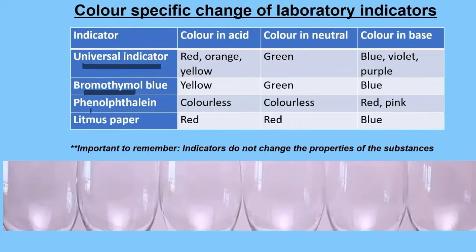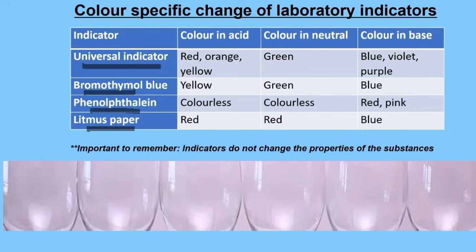Our third indicator is pronounced phenolphthalein. Phenolphthalein is a colorless, clear solution that if it is placed in an acid, it remains colorless. If it is placed in a neutral, it remains colorless, but if it is placed in a base, the solution turns a red-pink color. Our last one here is litmus paper.